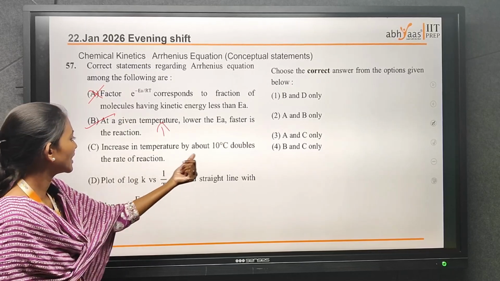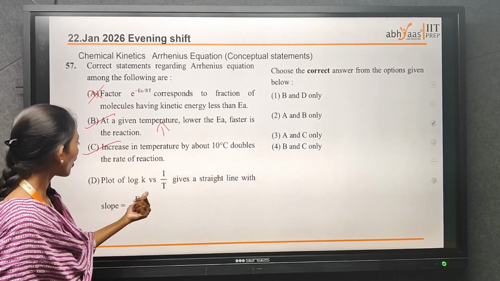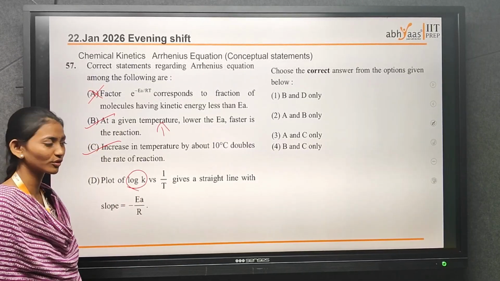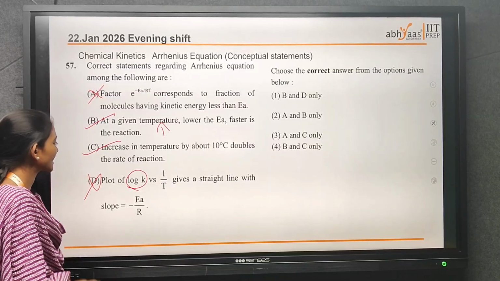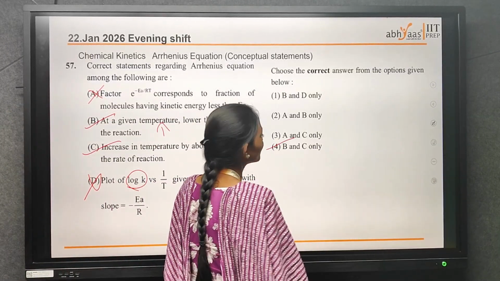And an increase in temperature by 10 degrees doubles the rate of reaction, definitely. So the plot of log K versus 1 by T gives a straight line. See, log K means it is a slope. So we can't plot like log K versus 1 by T. So it is not at all a correct statement. Hence we have correct statements B and C, right? So the option will be 4.